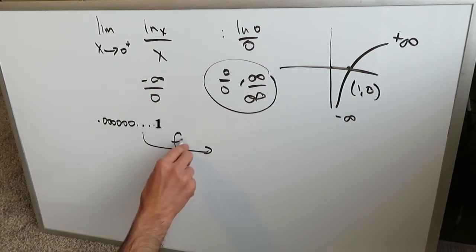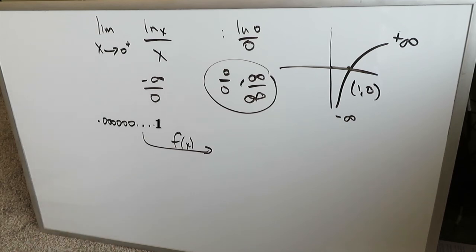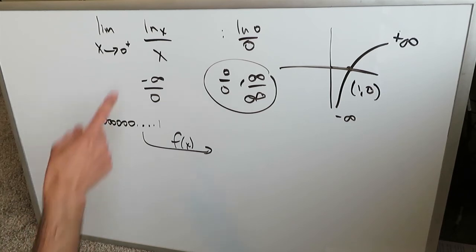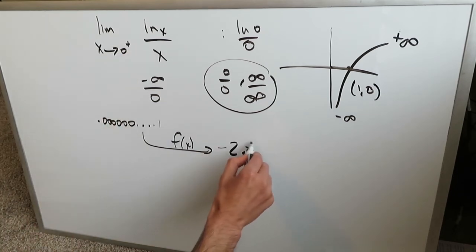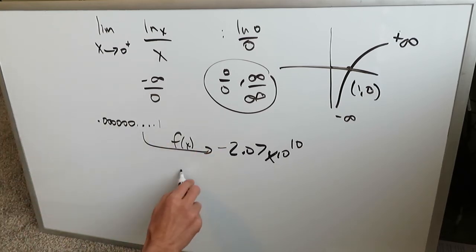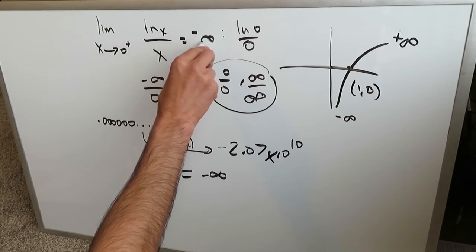When you run it through your function over here on the top, you have to use your calculator. Let's do it. We'll publish a value here shortly in regards to our value for this limit. I'm going to run the value through the natural log and divide it by x, and I get minus 2.07 times 10 to the 10. If I were to run in more zeros, I would eventually hit minus infinity, and that right here would represent the limit of this function, minus infinity.